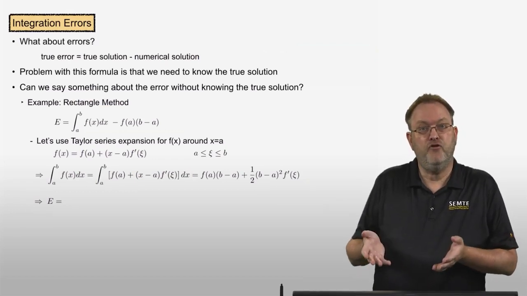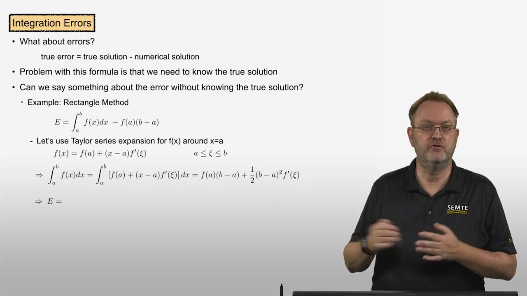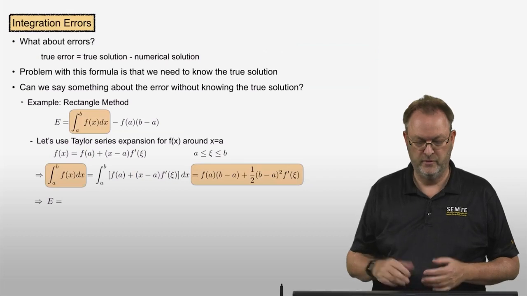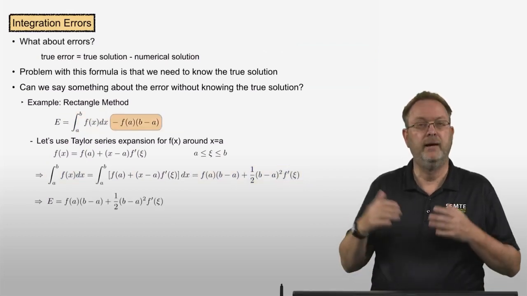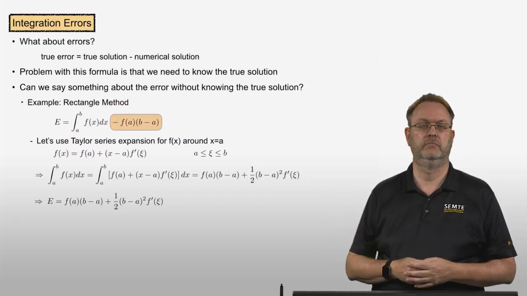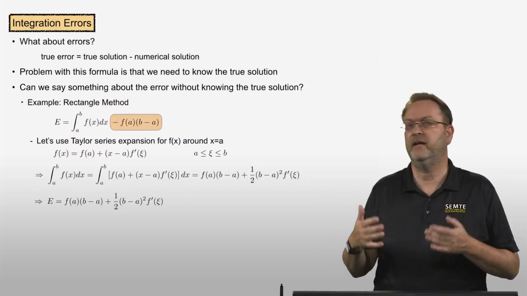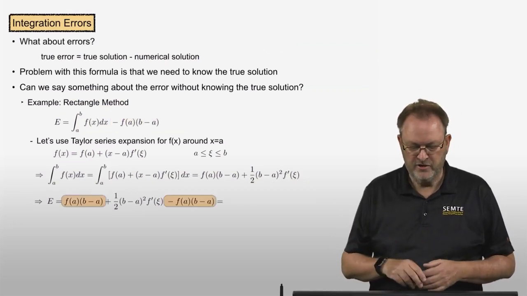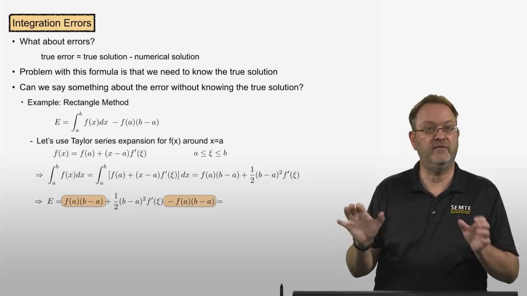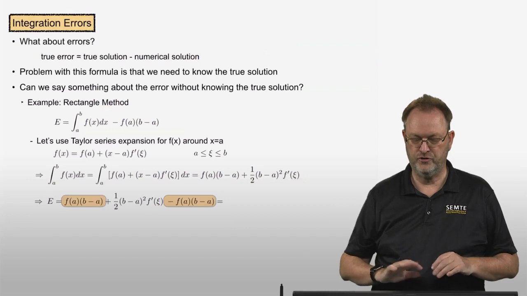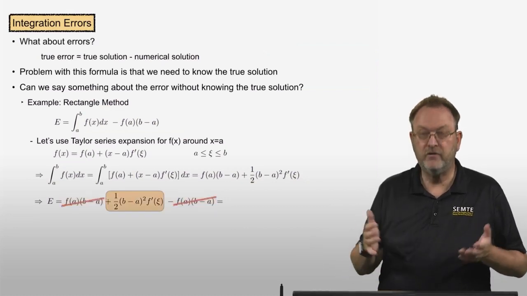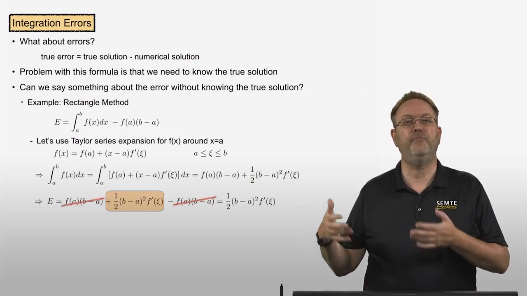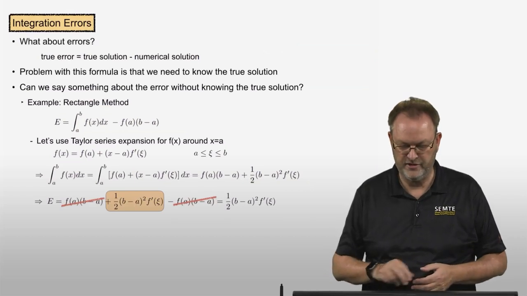Okay, so that's my stand-in for the exact true solution. So then the error is this stand-in for my true solution. So let me just copy that value over here, this formula, minus my numerical approximation to the integral, which was done using the rectangle method. So minus f of a times b minus a. And so now what you see is that you have f of a times b minus a there, plus and minus. So those two will cancel. So my error will have the following form. It's a half b minus a squared times f prime at this unknown location psi.